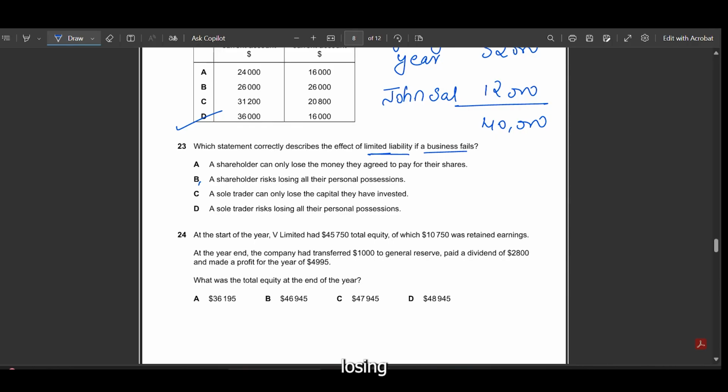A shareholder risks losing all their personal possessions. Shareholders can only lose the capital they have invested. A shareholder, sorry, a sole trader, my bad.